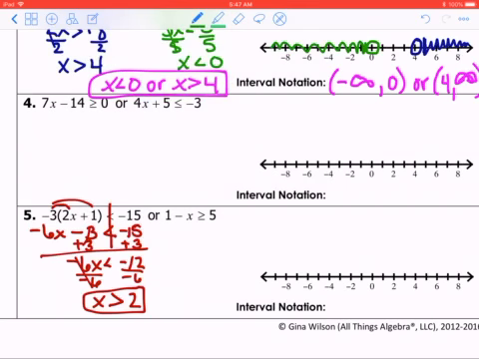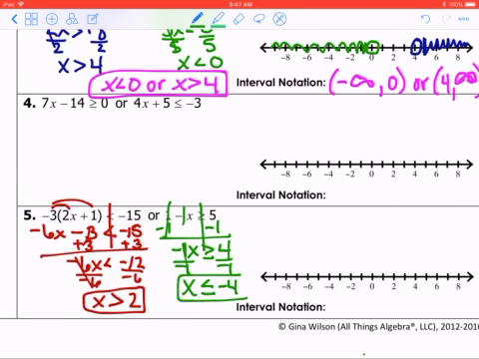Let me use a different color. So now on this one we have 1 minus x is greater than or equal to 5. So I'm going to subtract 1. This cancels out. Now remember to bring this down. I have a -1x. That's what number is right here even though we don't see it. Greater than or equal to 5 minus 1 is 4. Now I'm going to divide by the -1. Again, we're dividing by a negative, so I have to switch the direction of my sign. X is now less than or equal to a -4.